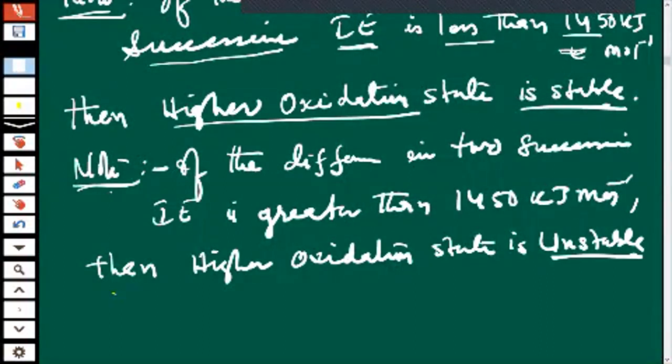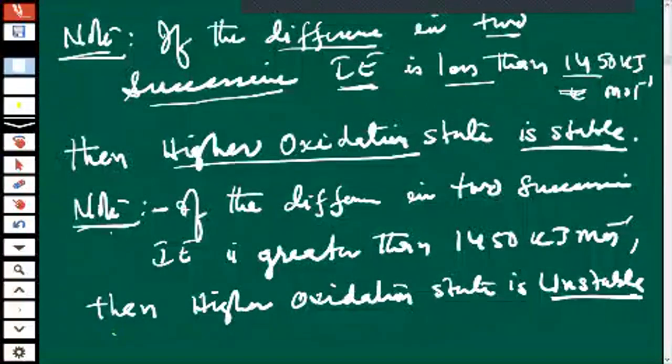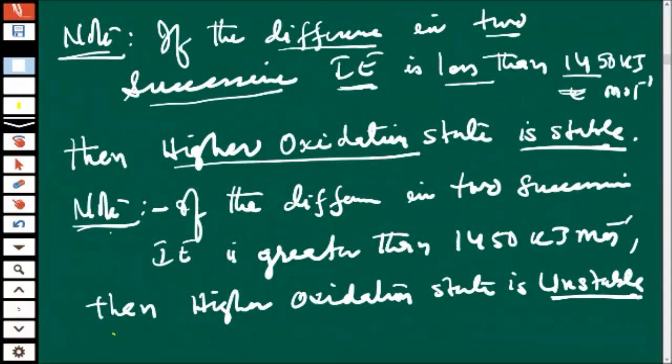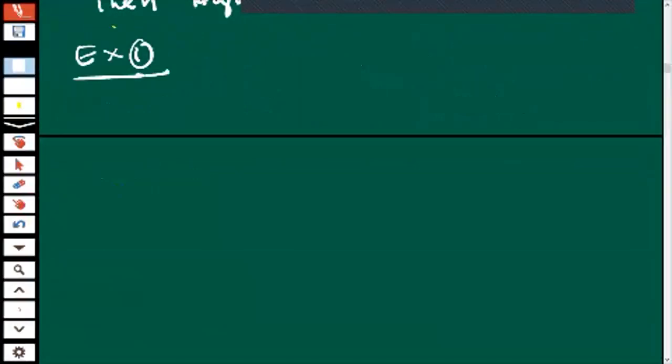So now let us use this information. If I give you examples, you can understand nicely. First note it down immediately or take a screenshot. I will give you one example and you have to decide which oxidation state is stable in that particular element. See, problem number 1, or example 1.